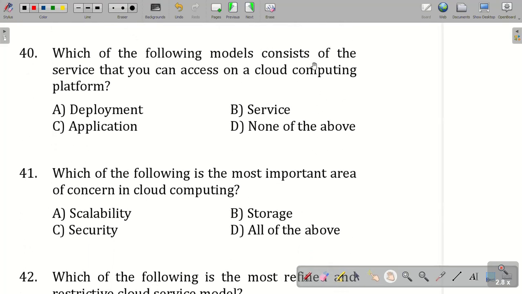Which of the following modules consist of the service that you can access on a cloud computing platform? The correct answer is service. Which of the following is the most important area of concern in cloud computing? Scalability, security. The correct answer is C.